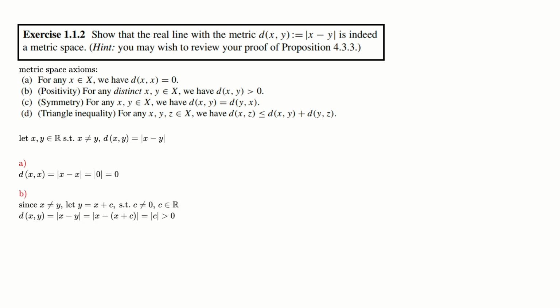For part B, we can use a trick right here: x plus c equals y, because x is not equal to y, right? So there exists such a difference. And with that, we can substitute that in the function, so d(x, y) is equal to the absolute value of c. Since this is the absolute value of c, it's always going to be greater than 0 and not equal to 0, because c is not equal to 0.